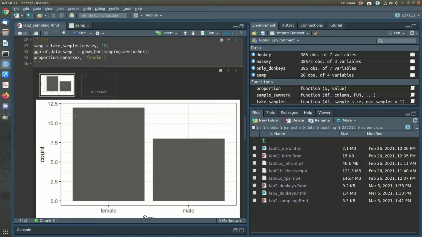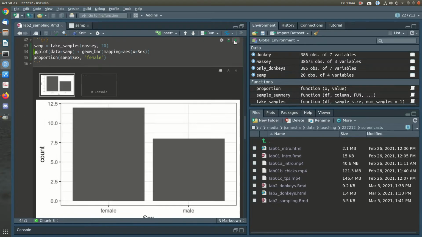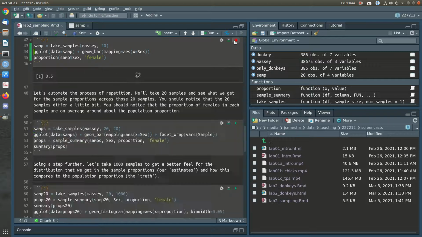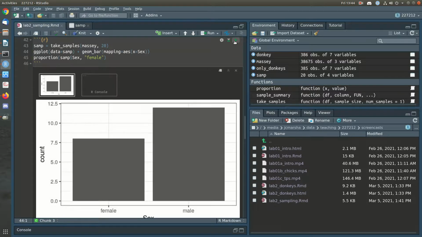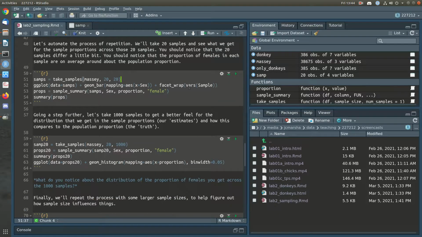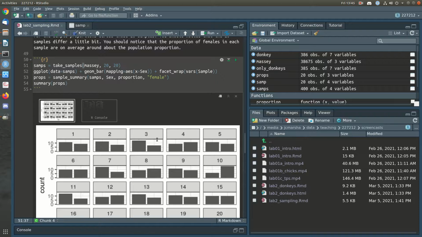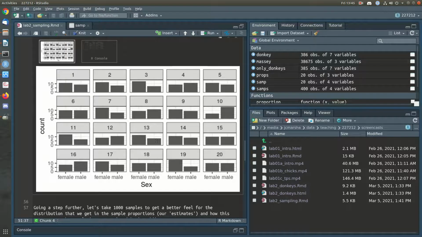Now we're going to automate this process of taking samples, because clicking the button here isn't particularly fun. And so we're going to take 20 samples of size 20, and then we're going to plot each of them and work out all of the proportions and so on. Okay, so here we go. So here's our 20 samples of size 20.